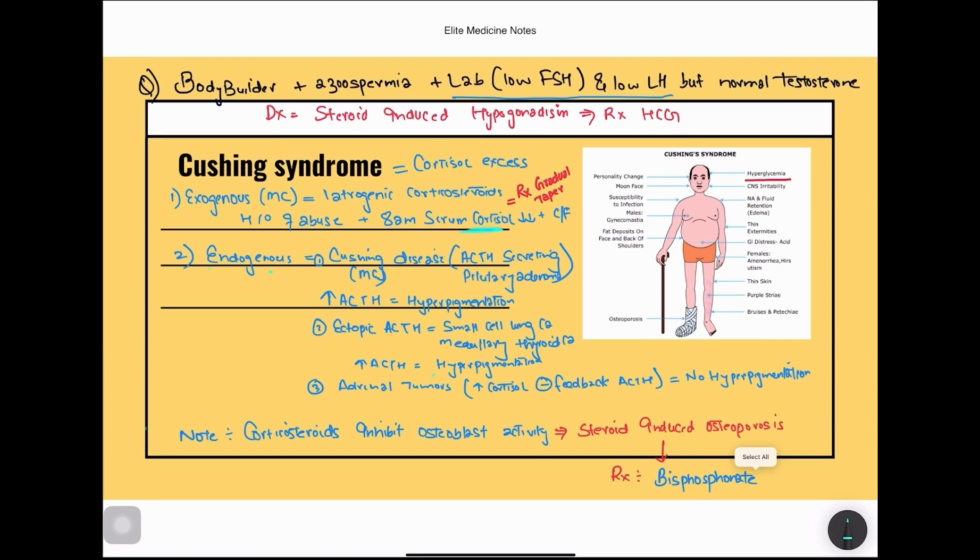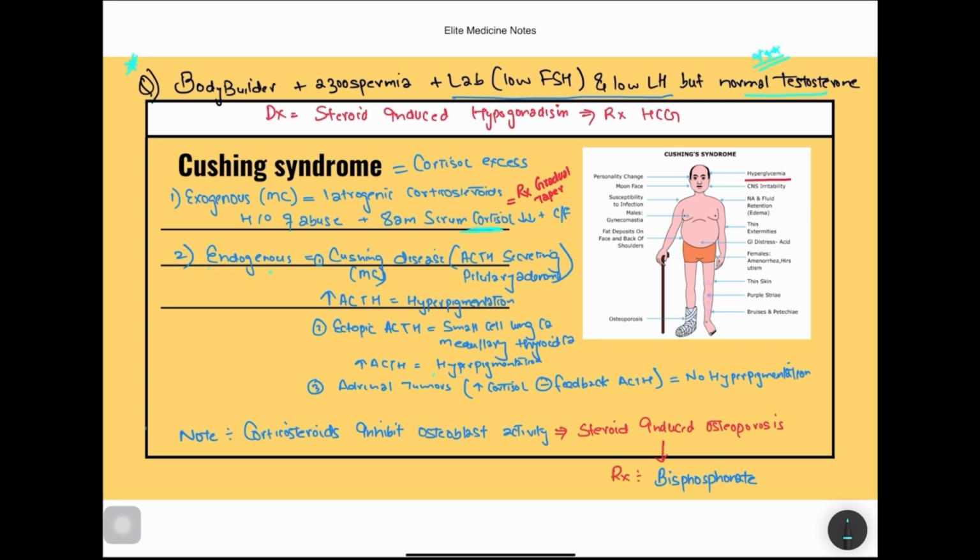Let's start with the second disease, that is Cushing syndrome. But before starting Cushing syndrome, we'll do a clinical question: a bodybuilder with azoospermia having a lab finding of low FSH and low LH but normal testosterone. A bodybuilder is having no spermatogenesis, but he's having a normal testosterone. So what will be the diagnosis?